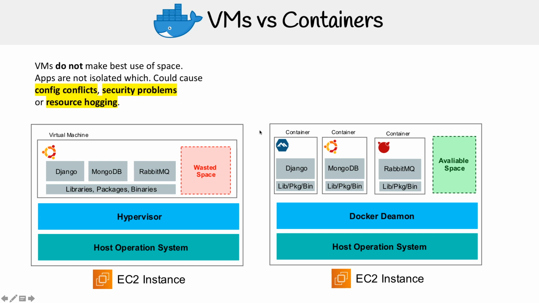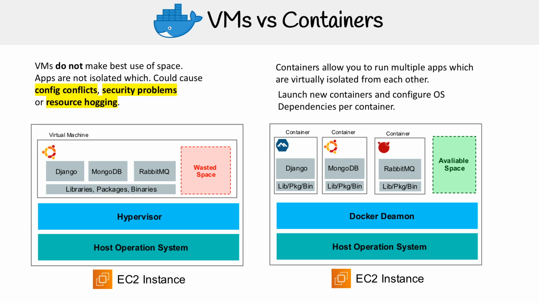So just to reiterate, VMs do not make best use of space. Apps are not isolated, which could cause configuration conflicts, security problems, or resource hogging. Whereas with containers, this allows you to run multiple apps which are virtually isolated from each other. You launch new containers and configure OS dependencies per container.